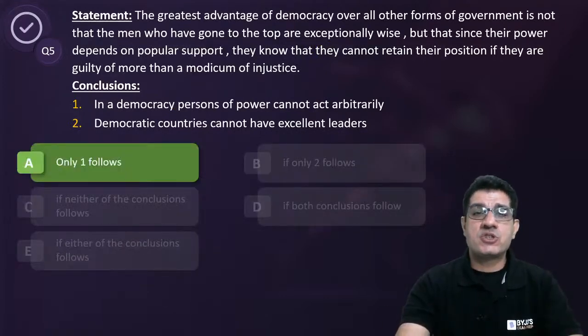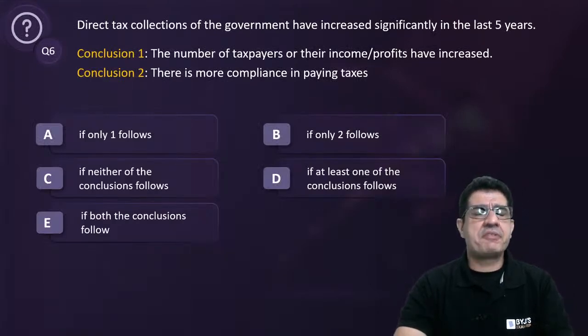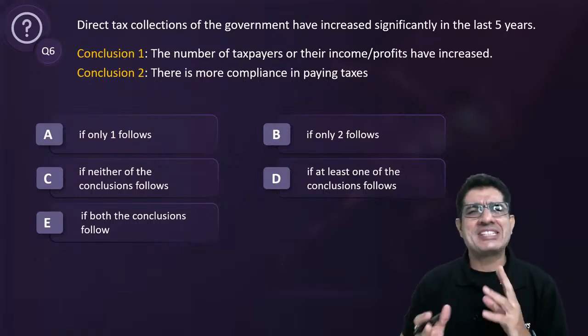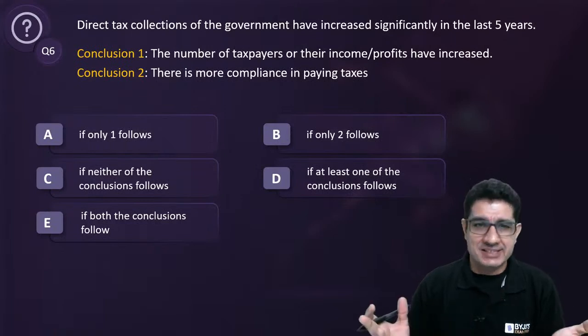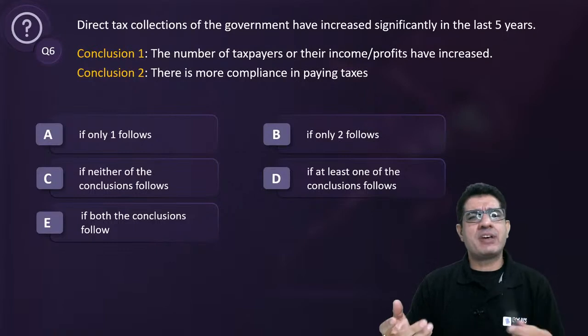Here is your question number 6. Rajiv, when it comes to conclusions, we don't really look at extreme, right? We just label them as true, false and can't say. So second was can't say. And that is why we could very easily rule it out.